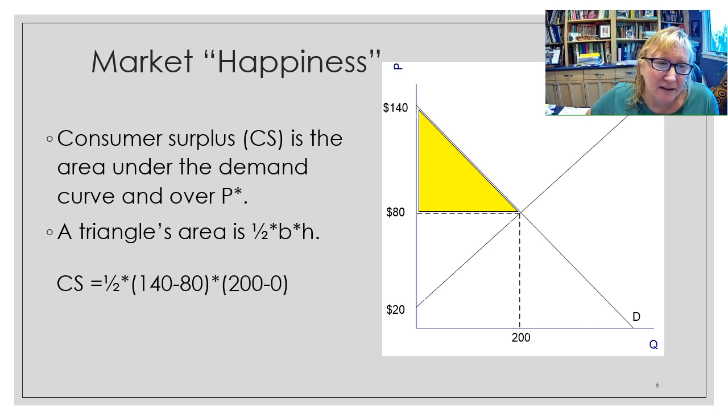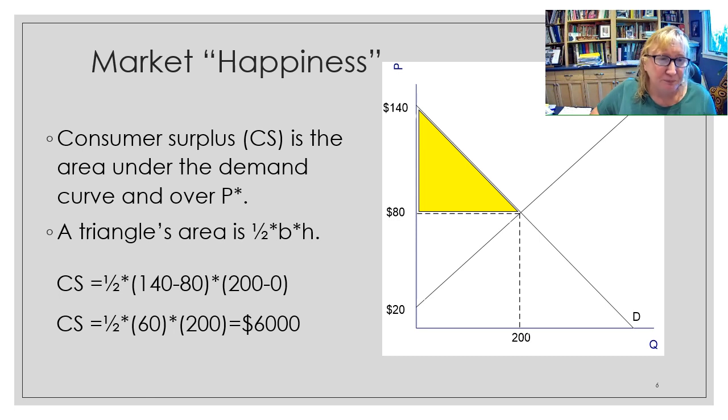To find its base, we look at the change in the prices from the top point right up here to the bottom corner, which is 140 minus 80. And then we look at the base along here, 200 to 0, because we're measuring off of our horizontal axis, 200 to 0, and this is off of the vertical axis. Then we simply solve that, and we find that the area of consumer surplus is $6,000. And it is measured in dollars, by the way.